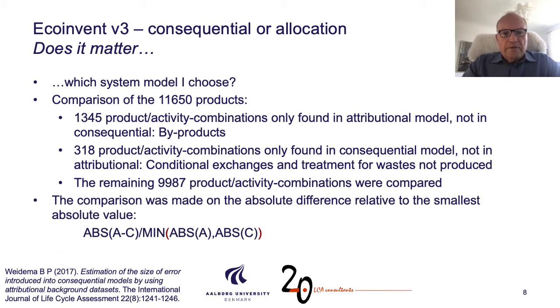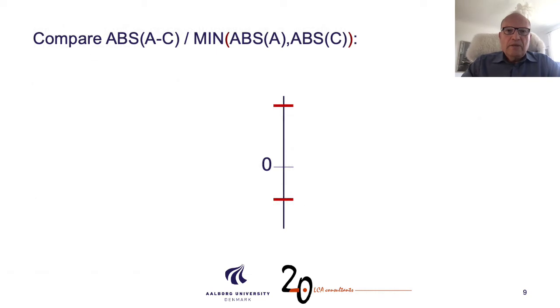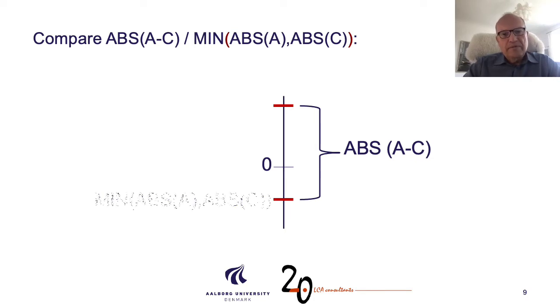The comparison was made on the absolute difference relative to the smallest absolute value. The reason for that is that sometimes you would find a value on both sides of the zero to be compared. And to avoid that this would influence the result, I took the absolute value of the difference and divided that by the minimum of the two values.